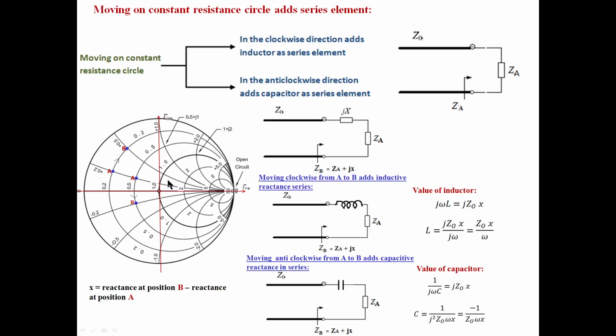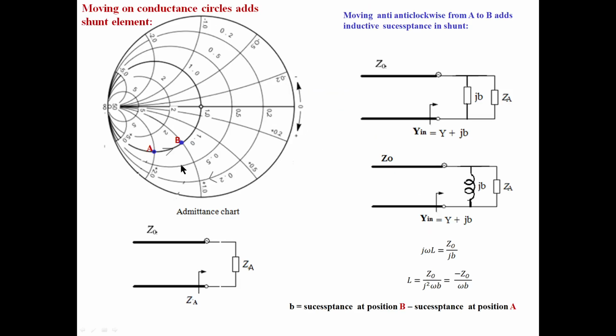Okay. So this is moving on a resistance circle. Similarly, moving on a conductance circle adds a shunt element. These are the conductance circles on the Smith chart. We know them, and the values are written here. So if you move on a conductance circle, from any point to any point, say from A to B, that adds a shunt element like this. I can move either in the clockwise direction or in the anti-clockwise direction. That adds the shunt element.